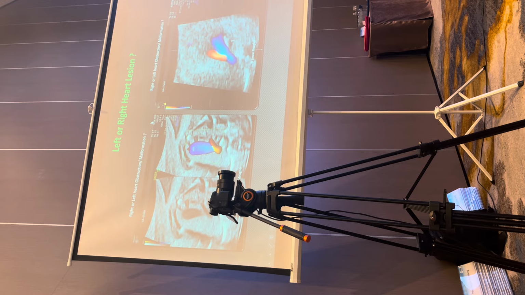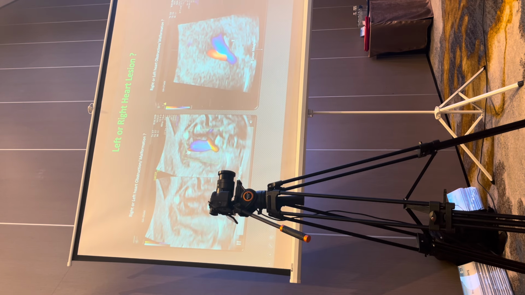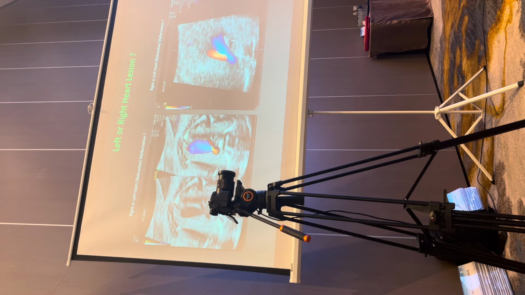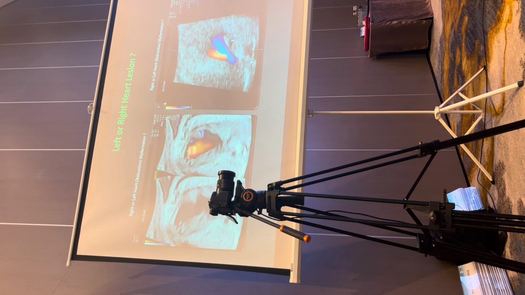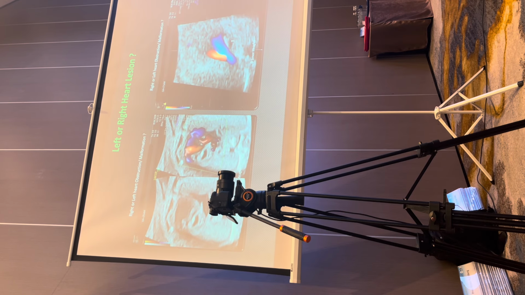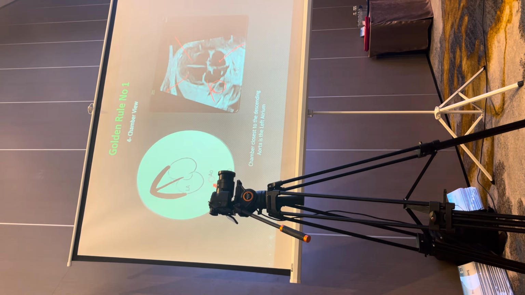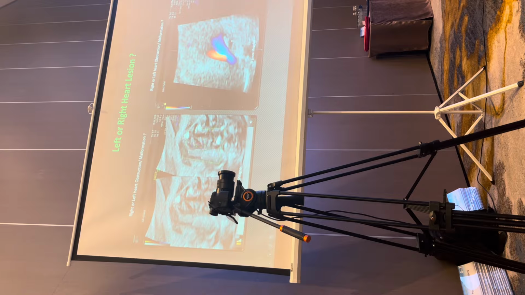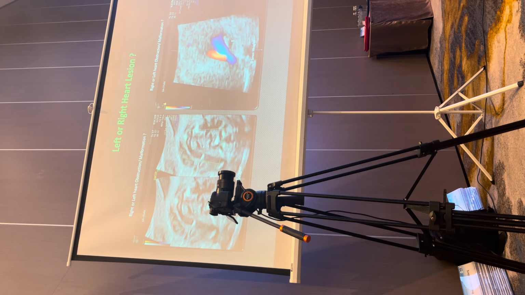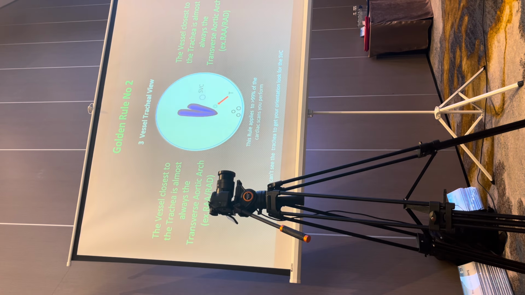Before I tell you the rule, I'm going to ask you a question. This shows the 3-vessel tracheal view. And I want you to tell me, is this a left heart lesion or a right heart lesion? Does anybody want to tell me? I'm not showing you the 4-chamber view of the heart. I'm only showing you the 3-vessel tracheal view. And I can tell you, by looking at that 3-vessel tracheal view, without looking at the heart, whether it's a left heart problem or a right heart problem. How come? How can I be so sure?